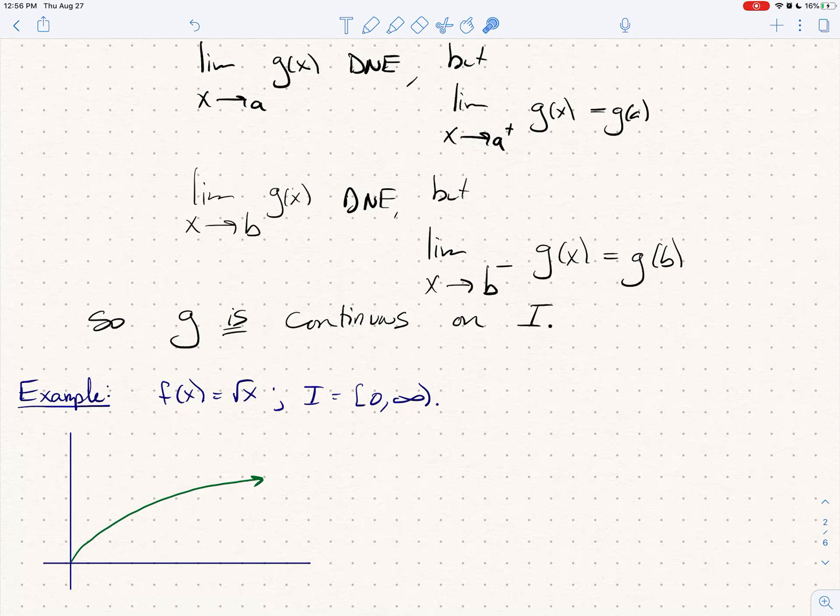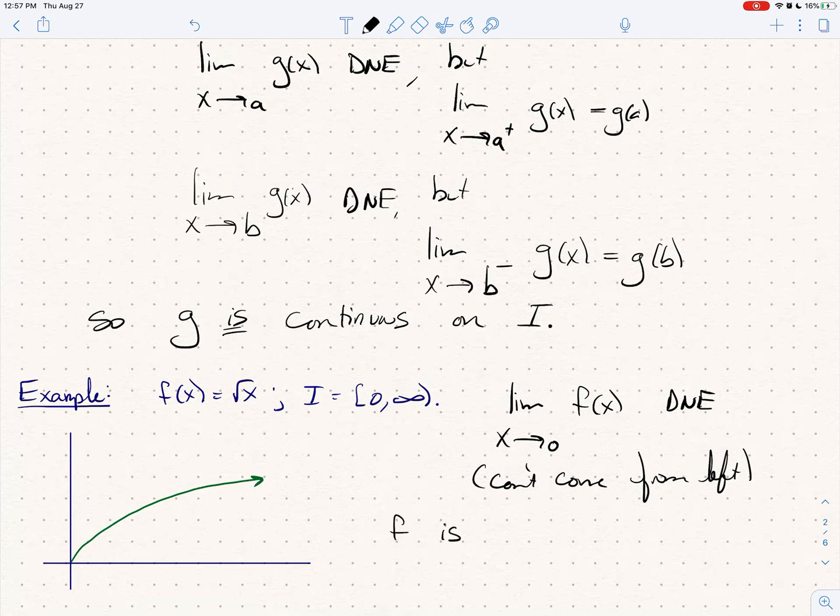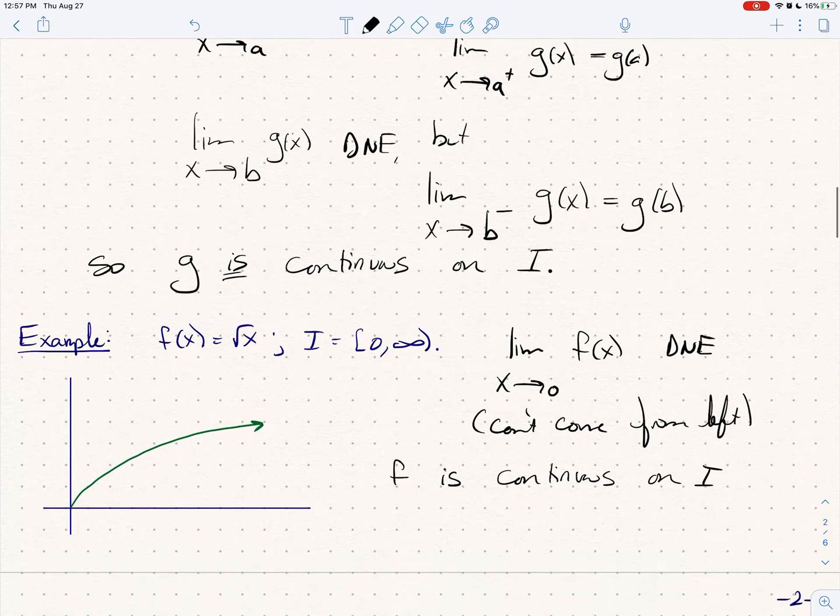So let's think about this function. f of x is square root of x, and my interval I is going to be an infinite ray, 0 to infinity. And I want you to realize that it's clear from the picture that the limit as x goes to 0 of f of x does not exist. Why? Because you can't come from the left. But even so, in this case, we still say that f is continuous on I. You should see that graphically instantly. And the key detail is that even though the limit as x goes to 0 of f doesn't exist, the limit as x goes to 0 from the right of f of x does exist. And that's all that we need. And that is f of 0, which is 0.